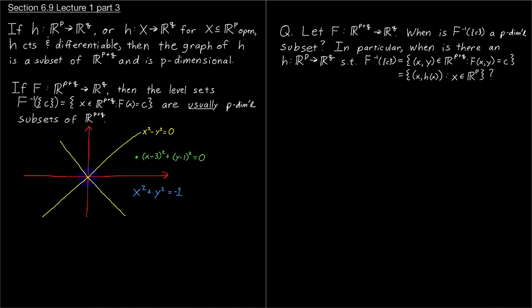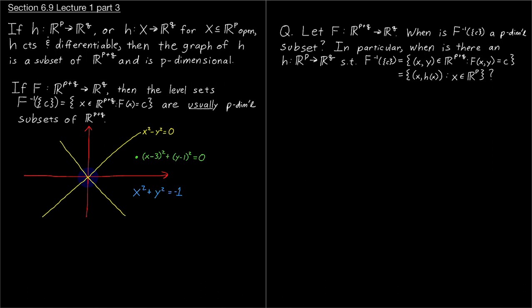So answering this question is the point of section 6.9. Section 6.8 was the inverse function theorem. When can you say this function with an invertible derivative is at least locally an invertible function? This one now, I've got a set in R^(p+q) described algebraically. If you've got an equation for a set, you can always write it as the level set of a function. Just shove everything to one side of an equation. And we're trying to ask, when is this set the graph of some function h?